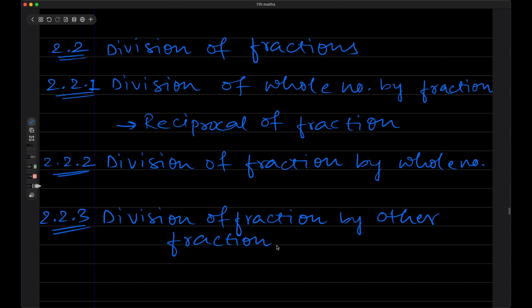Hello everyone, my name is Shyam Chauhan and in this lecture we are going to cover 5 topics, that is topic number 2.2, 2.2.1, 2.2, 2.3 and the reciprocal of fraction.